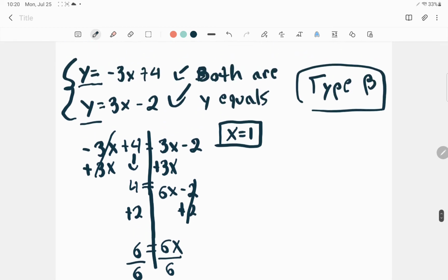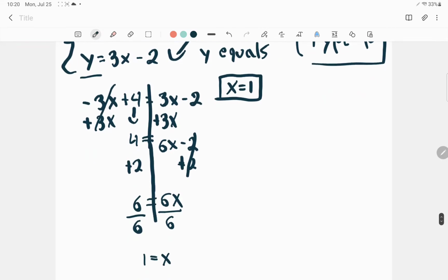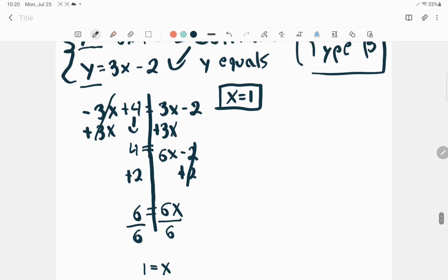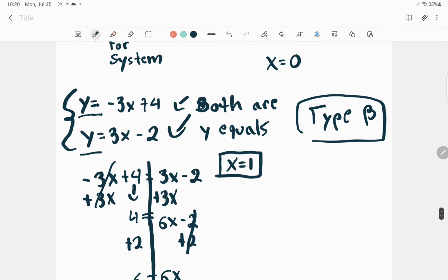Okay. Now I have to figure out what my y value is, because whenever you work in this type of problem, a system of equations, you need to get a value for y and you need to get a value for x. So we need to figure out the value for y. So I'm going to pick whichever equation I want. You can pick whichever.